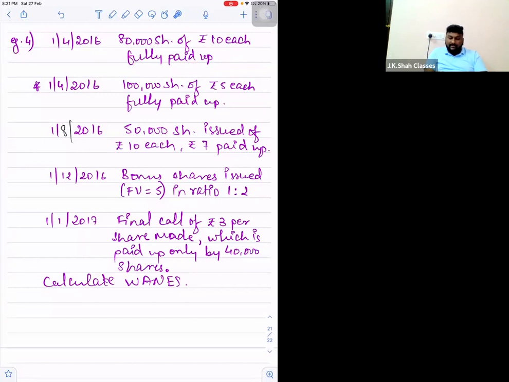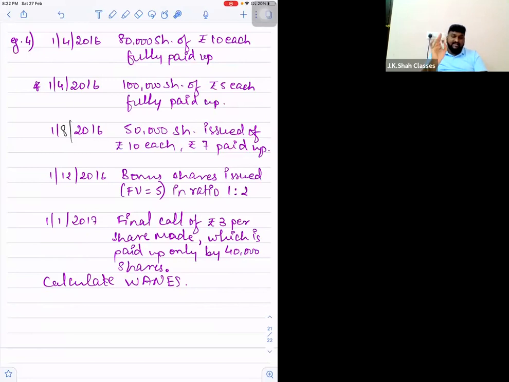Bonus will be only with respect to these 1 lakh shares because they are of 5 rupees face value. So bonus is issued of 5 rupees face value in the ratio 1:2, meaning 1 share for every 2 shares held. Now, we have 1 lakh shares of 5 rupees. So how much will be bonus? 1 lakh into 1/2. So technically 50,000 bonus shares will be issued. And they will be considered as outstanding for the full year.